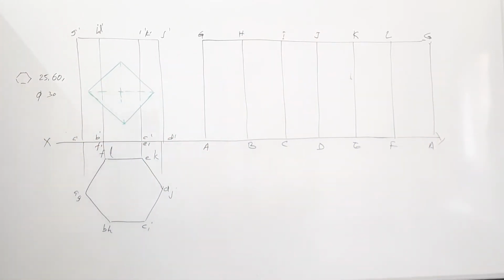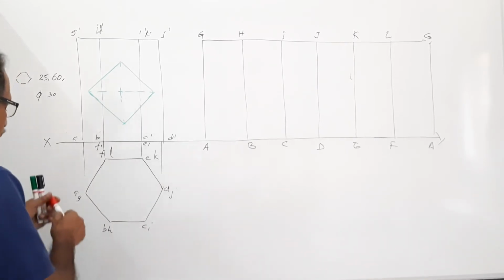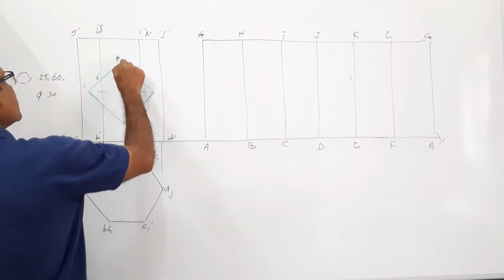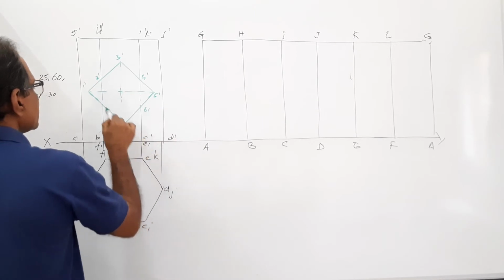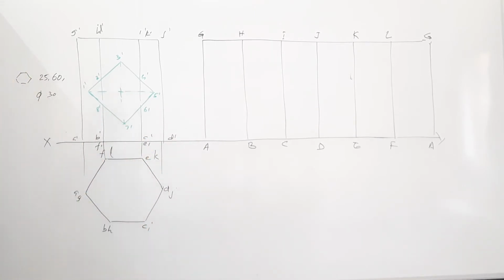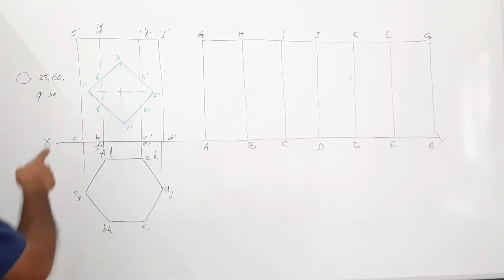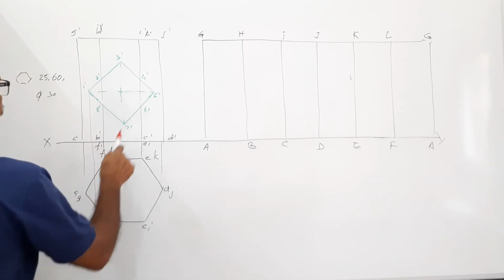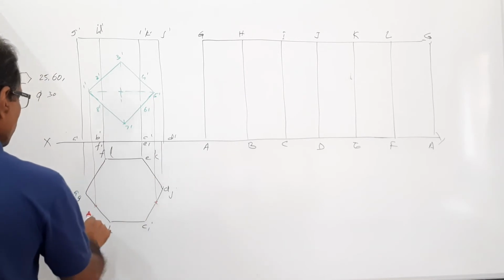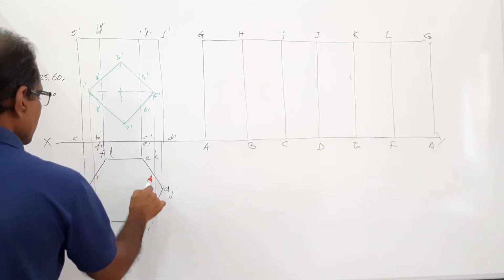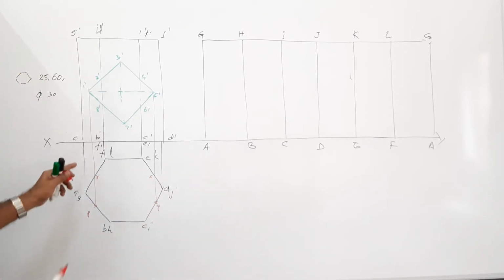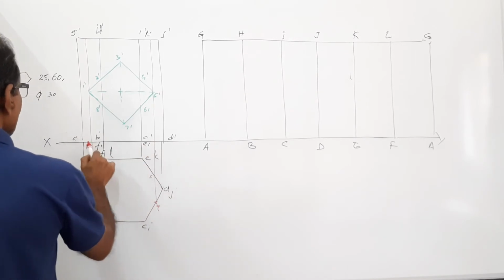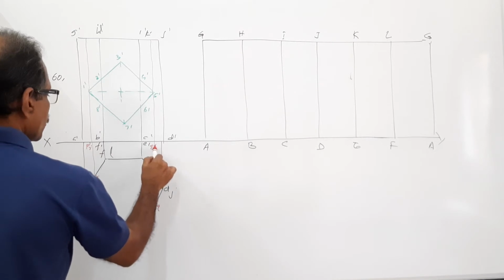Now, once you drill the hole, you have to name the points 1 dash, 2 dash, 3 dash, 4 dash, 5 dash, 6 dash, 7 dash, 8 dash. Where is 1? This is 1 dash. Draw a vertical line through 1 dash. I call this P, Q, R, S. So this is P dash, R dash, Q dash, S dash.